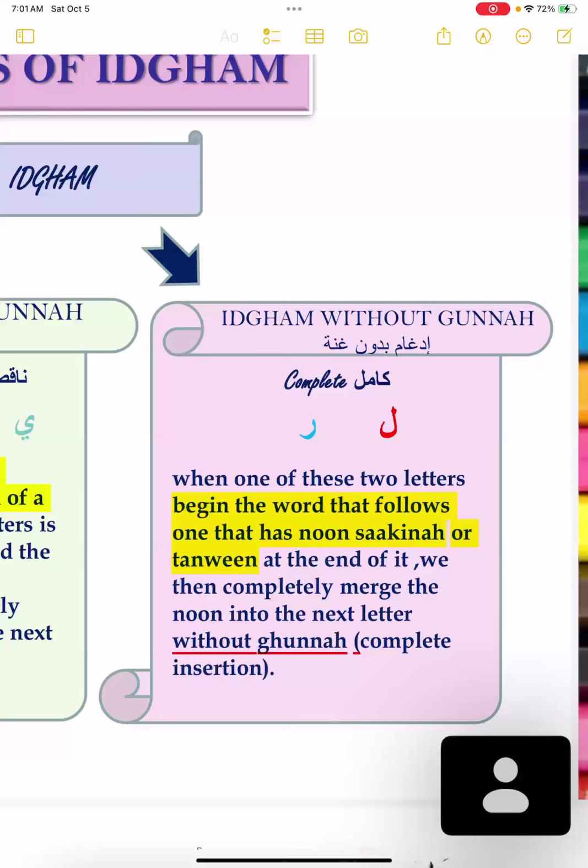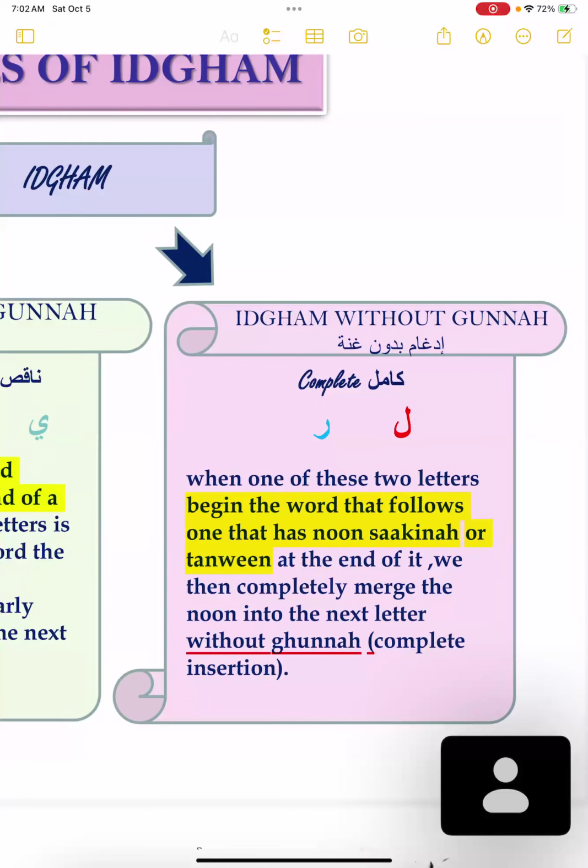When Noon Sakin or tanween is followed by the letter Lam and Ra, then the Noon sound from the tanween or the Noon Sakin has completely merged into the Lam and Ra in such a way that you do not hear the sound of the Noon. You don't hear the sound of the Noon. You don't even hear the sound of the ghunna.